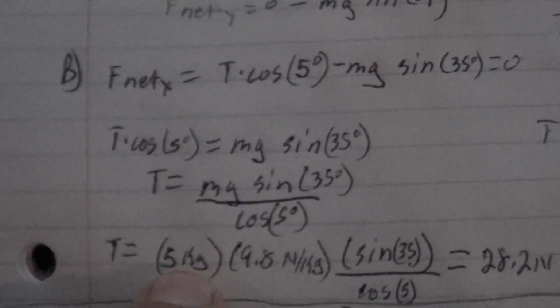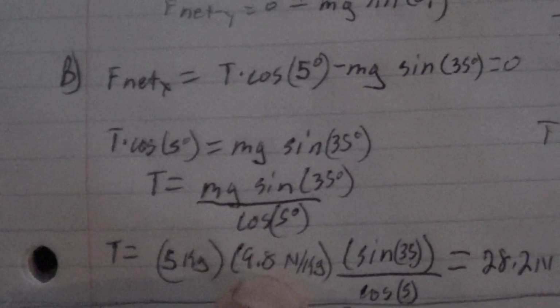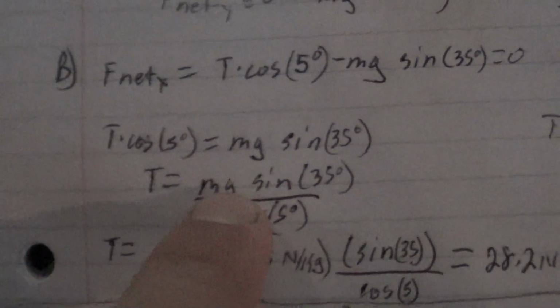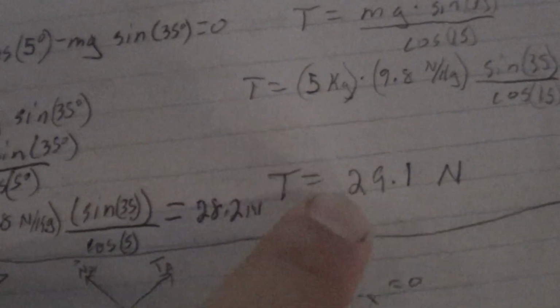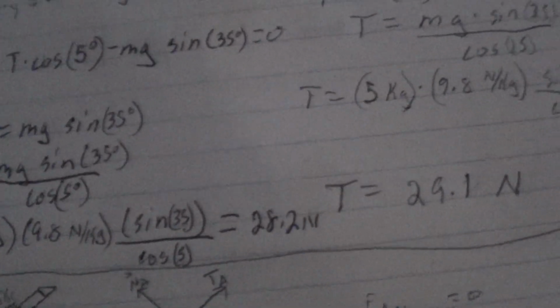And plugging in our numbers, 5 kilograms for the mass, 9.8 newtons per kilogram for gravity, and we have sine 35 over the cosine of 5, we get 28.2 newtons, that's for our tension, which is less than the tension at 15 degrees. So our answer is tension is less than.